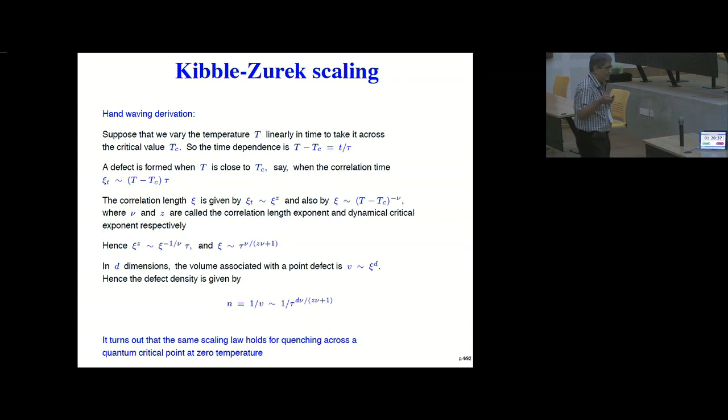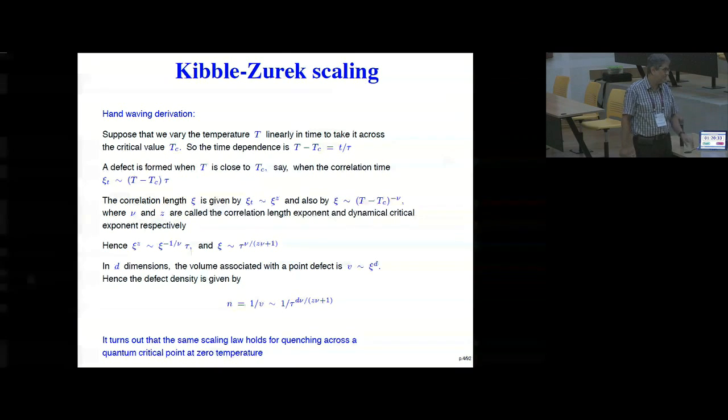Okay. We'll see that because we'll do a more detailed derivation of defects in one particular model, which is the transverse Ising model. So this is the most important result of this talk: you have this power law between the density of defects and the quenching time. And it's a scaling law, and the exponent depends on three things: the dimensionality of the space, d, the correlation length exponent nu, and the dynamical critical exponent z.